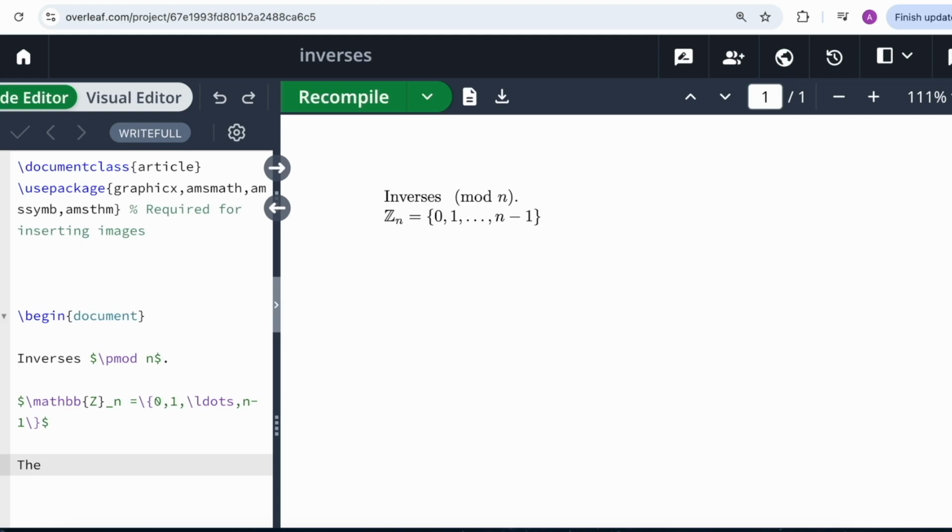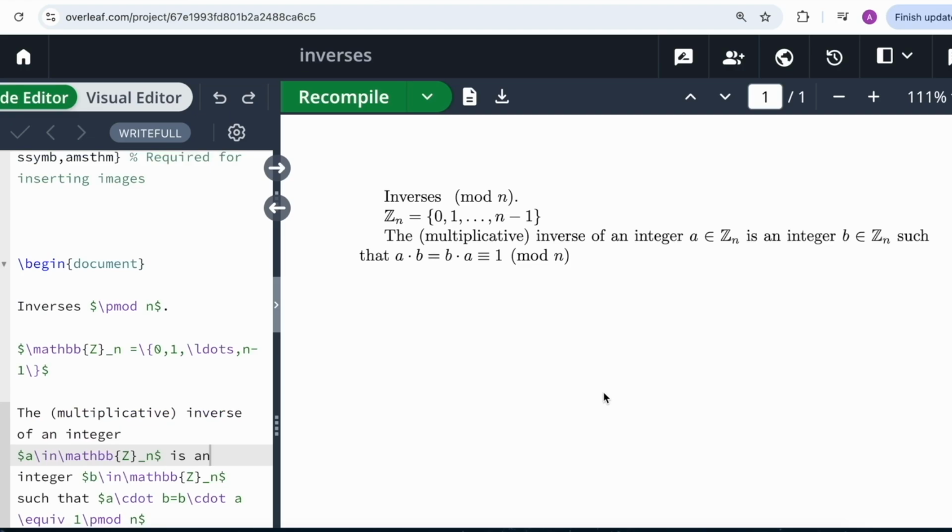The inverse, and here I'm saying multiplicative, but I'll drop that word in general. The multiplicative inverse of an integer a in Zn is an integer b in Zn, such that a times b equals b times a, which is congruent to 1 mod n. This three-lined equal sign just means it's equal to 1 mod n. We say congruent to, meaning it's the remainder, because technically a times b could equal something larger, but then when we take it mod n, it would come down to 1. So we use a symbol, but you can really think of it mostly as an equal sign.